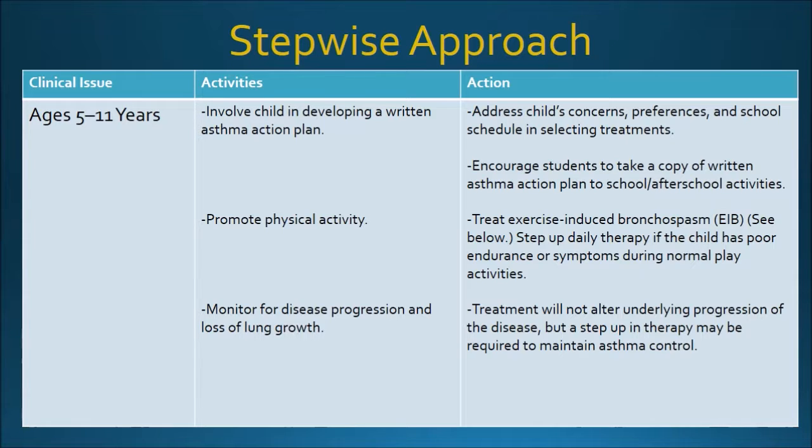We'll promote physical activities and treat exercise-induced bronchospasms. We'll step up the therapy if the patient has poor endurance or symptoms during normal play activities. We'll monitor the disease progression and loss of lung growth. Treatment will not alter the underlying progression of the disease, but a step up in therapy may be required to maintain asthma control.